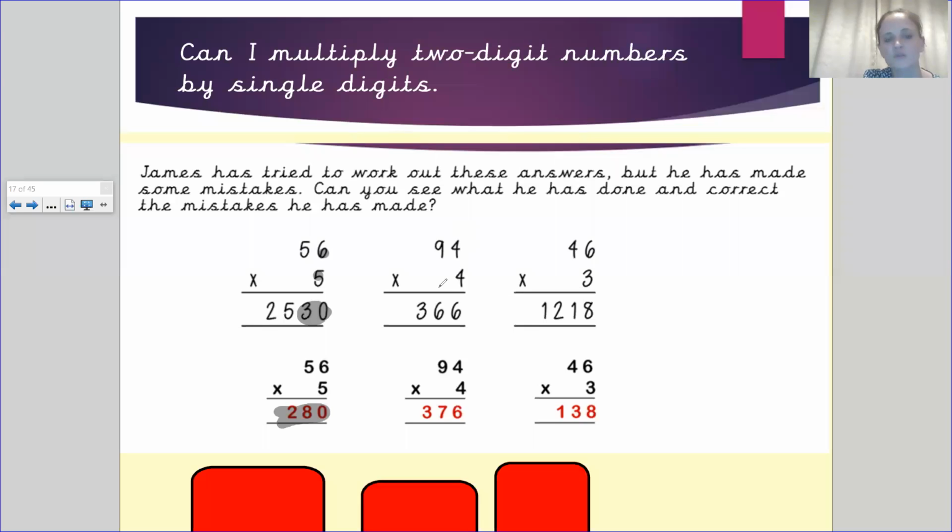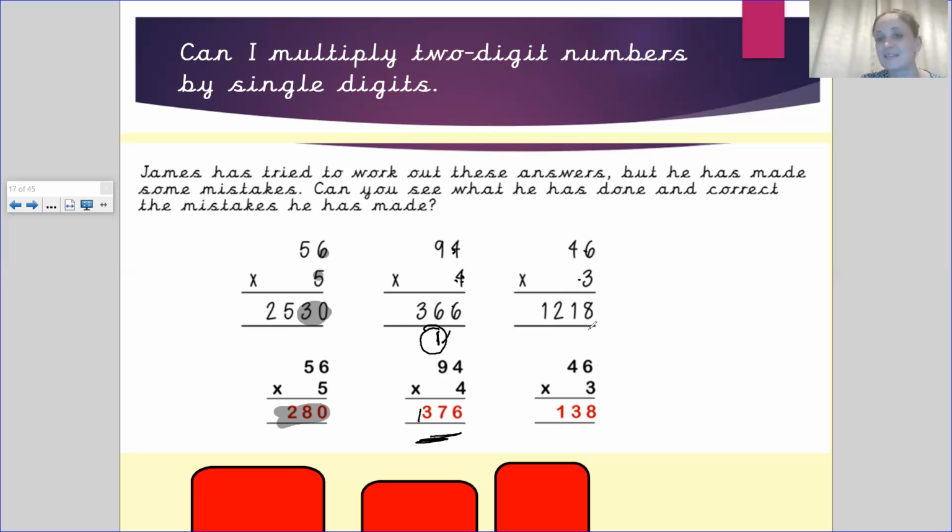The second question, he said 94 times by 4. He's gone 4 times 4 is 16. So he's got the 6 there, but he has forgotten to put his 1 down here. Or not 1, his 10, because 4 times by 4 is 16, not just 6. Then he's gone 9 times 4, or 90 times 4 is 360. And what he should have done is added that 10 down there to get 376.